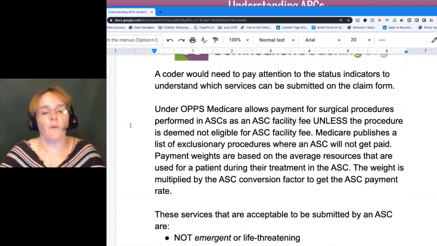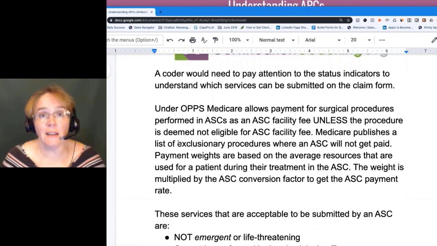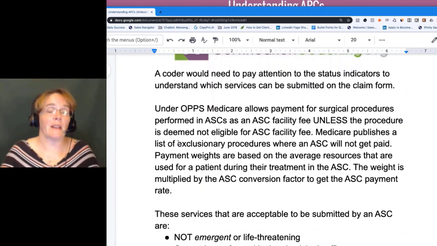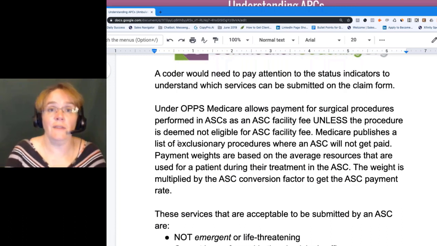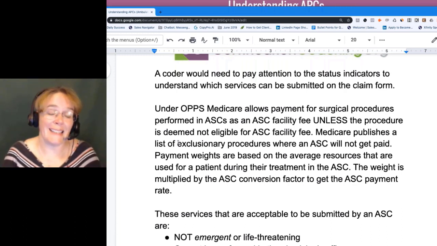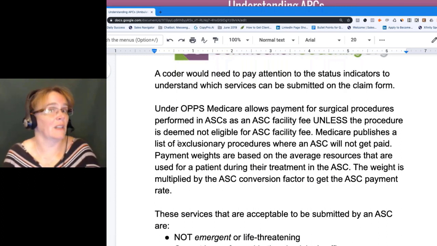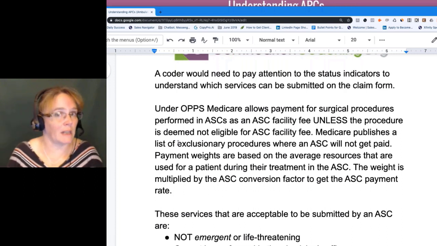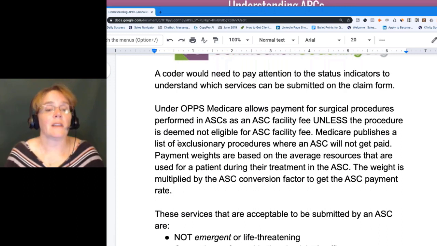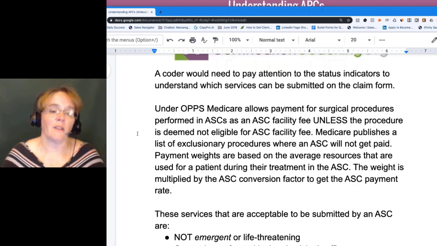And so why does a coder have to pay attention to that? Well, the same as in a physician's office, you're going to look at your NCCI edits, right? You're going to look and see, can I bill those two codes together? Are they inclusive? Do they need a modifier? Is there something I need to know about these two? The coder is going to do the same thing in this type of system as well. Those status indicators are going to tell you what can be submitted on that claim form.